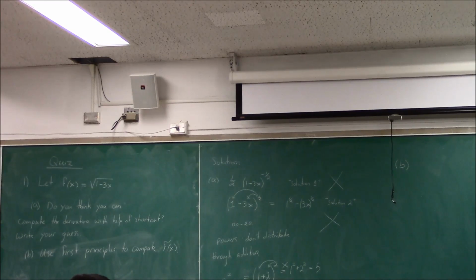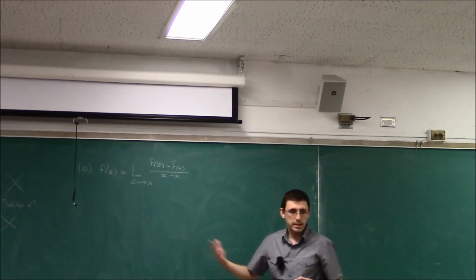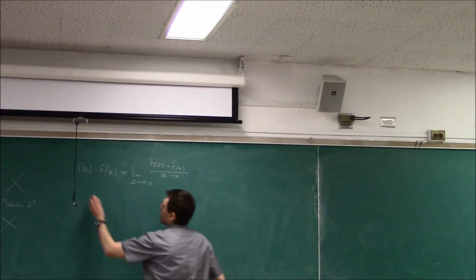Let's use the definition of the derivative and find the right answer. So f prime of x will be equal to, I like this limit much more and use it more often, the limit as z goes to x of f of z minus f of x over z minus x. There is nothing wrong with using the other definition. It just will involve more writing, more symbols to put on paper, and therefore is harder to look at.